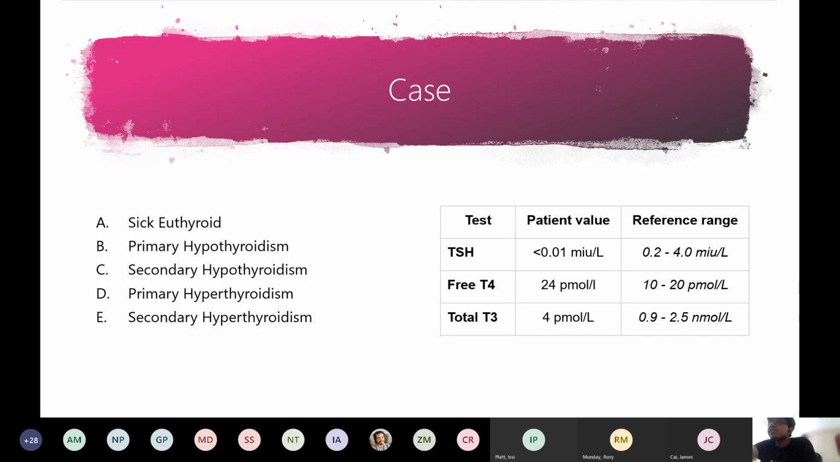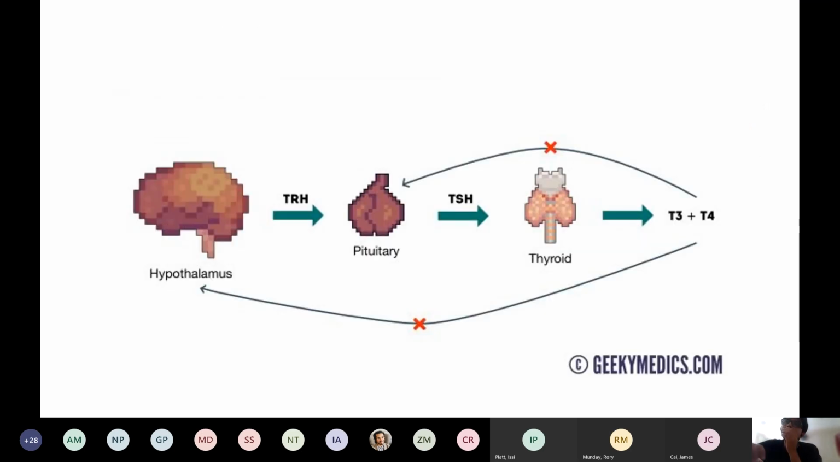T3, T4 are high, so it's hyperthyroidism. There's negative feedback on the pituitary, which means there's a low TSH. That's exactly why this is primary hyperthyroidism as opposed to secondary hyperthyroidism. So thyroid disease is a massive topic because it's so systemic and it causes so many effects around the body. So today we'll just focus on hyperthyroidism. We can go through hypothyroidism another day.